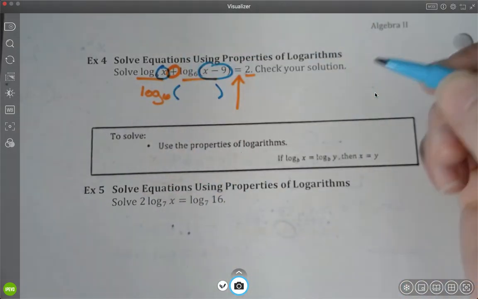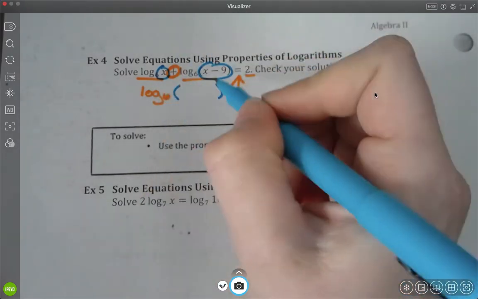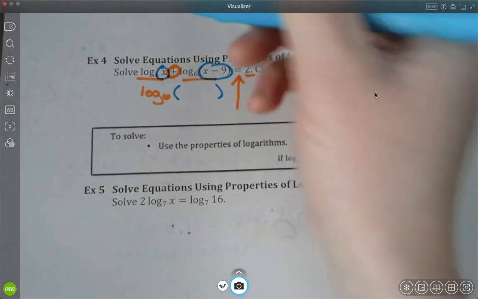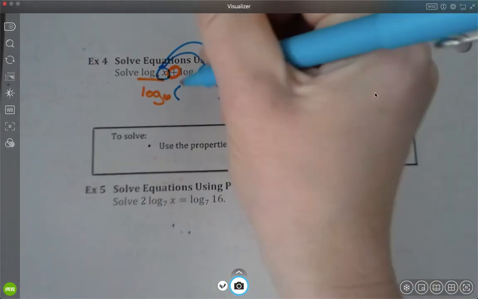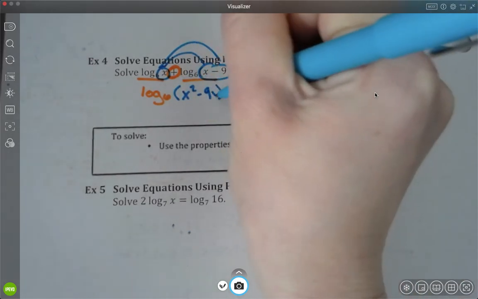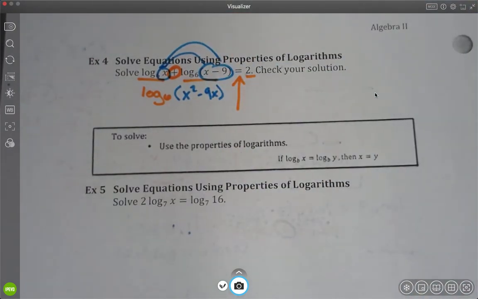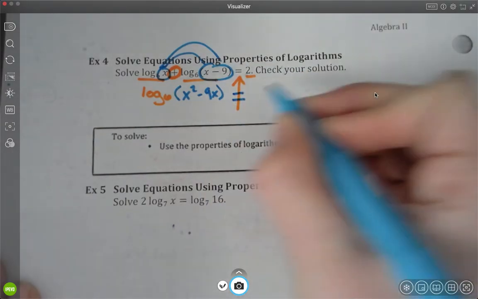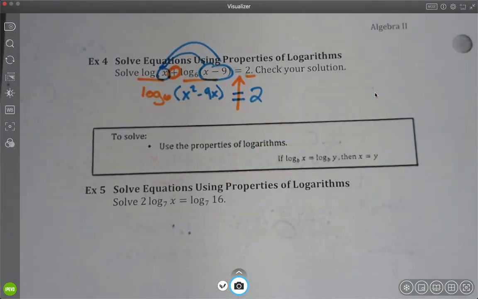What's x times x minus 9? x squared minus 9x. Do you see that? I put those together and multiply the 2 end pieces, x and x minus 9, right? Those 2 are getting multiplied together, equals 2. The 2's just hanging on, right? So what we've done is we've taken these 2 logs and we've put them together, which we've done by multiplying.